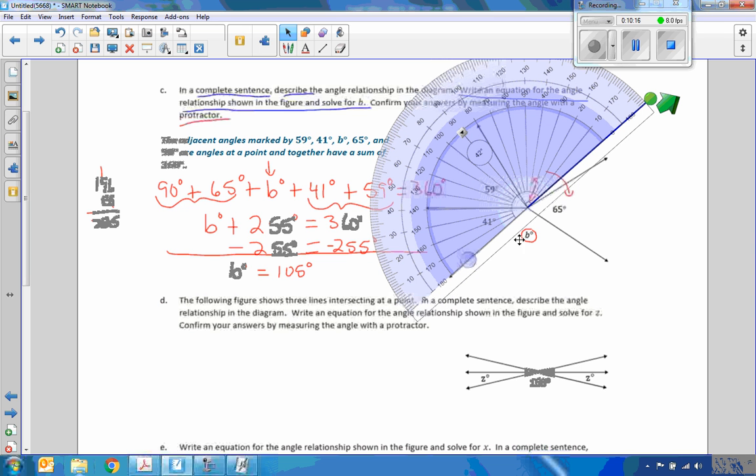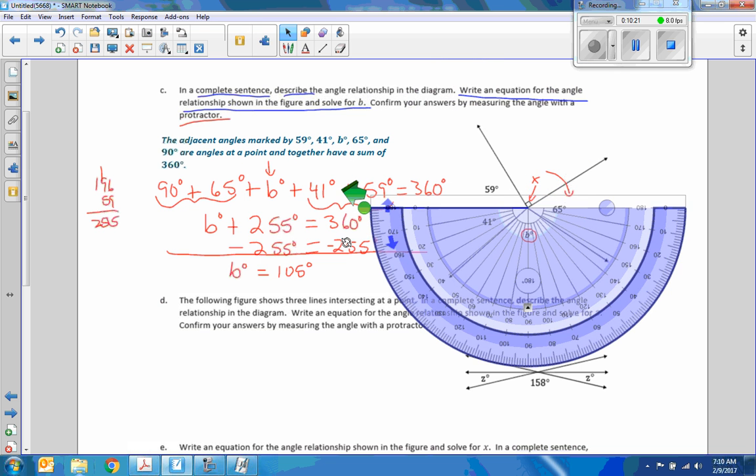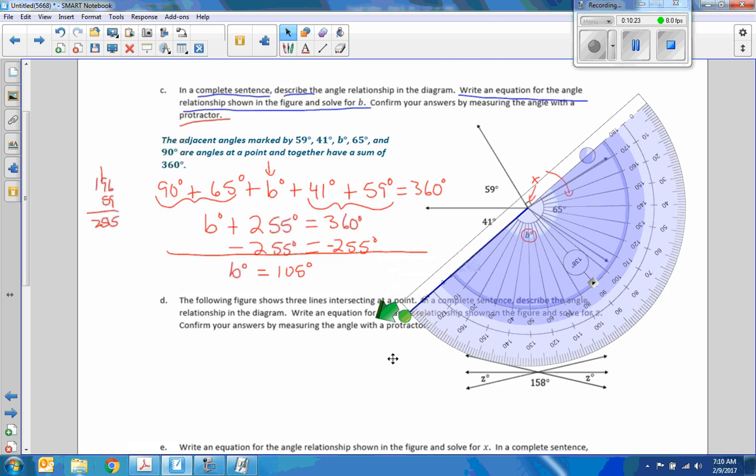Alright? So that's where I want to be, but I'm going to be measuring over here, and I want to measure down here, so this still needs to be rotated around the other way. So right there. Now I'm going to bring this up to the other ray that forms the angle, and there it is, 105 degrees. Okay, 105.